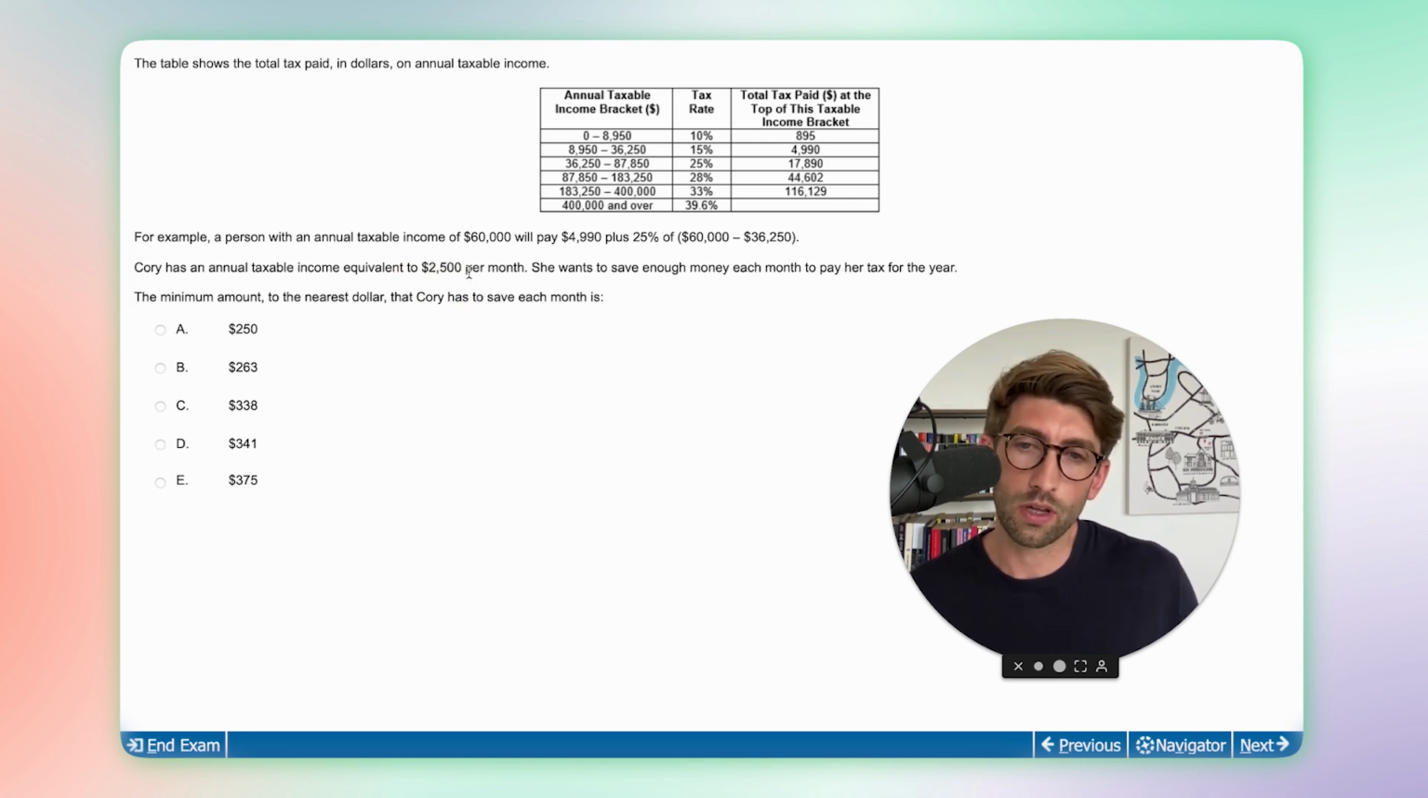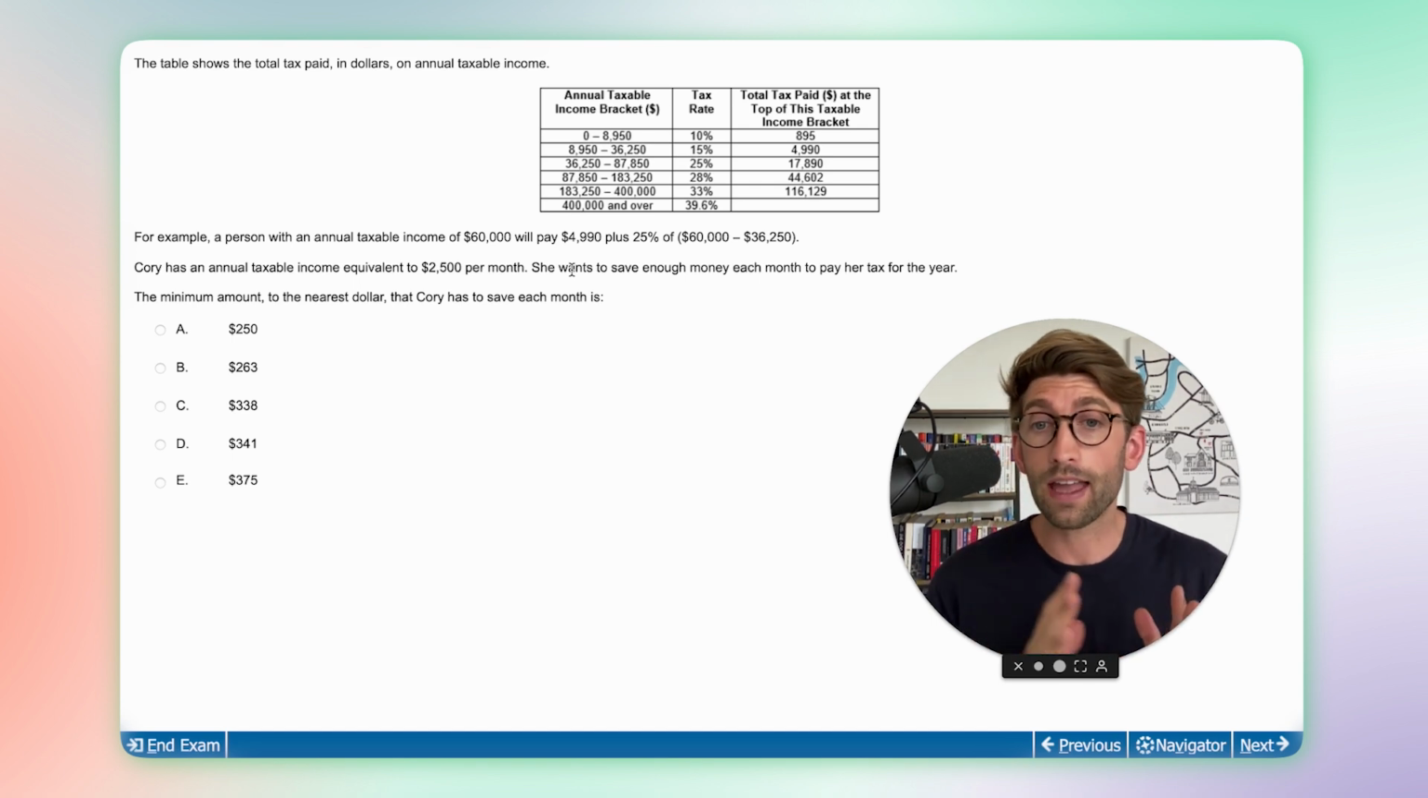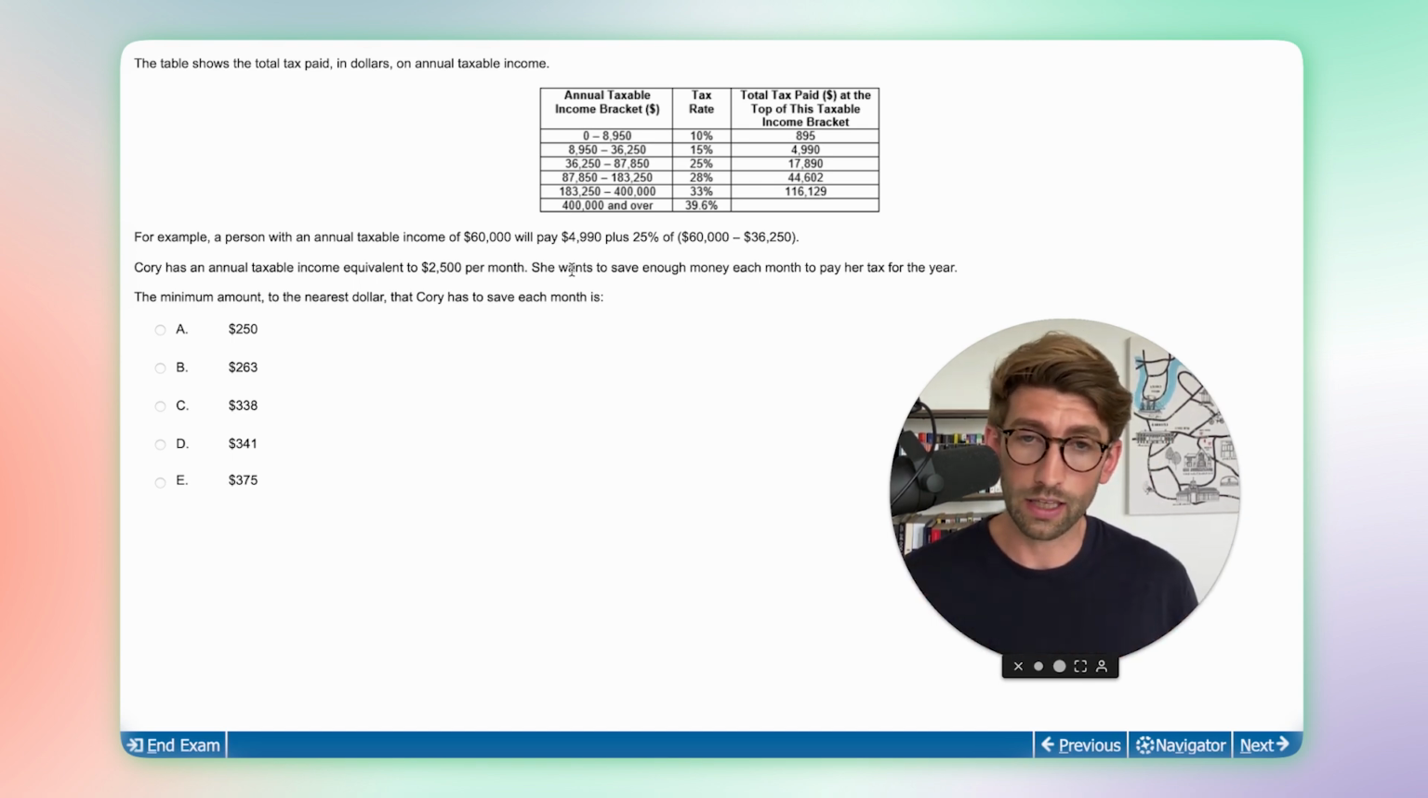Then what we want to know is how much tax that will be, how much tax she has to pay because of that. And then we want to divide that by 12 again to understand how much she has to pay in a month. So we know that she does 30 grand a year. So we know that she's going to be needing to pay this 895. Then we need to do 30 minus the 8,950, which, what would that be? 21,050? Yeah, 21,050 would be the amount that she needs to pay 15% on.